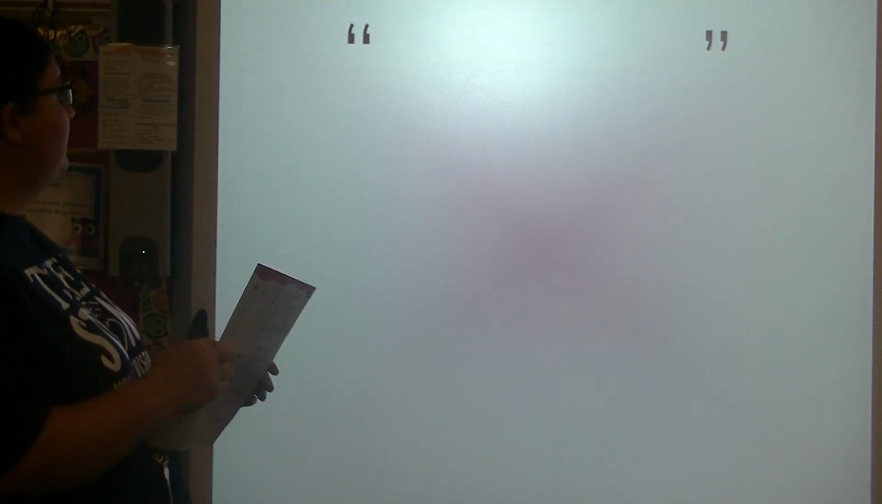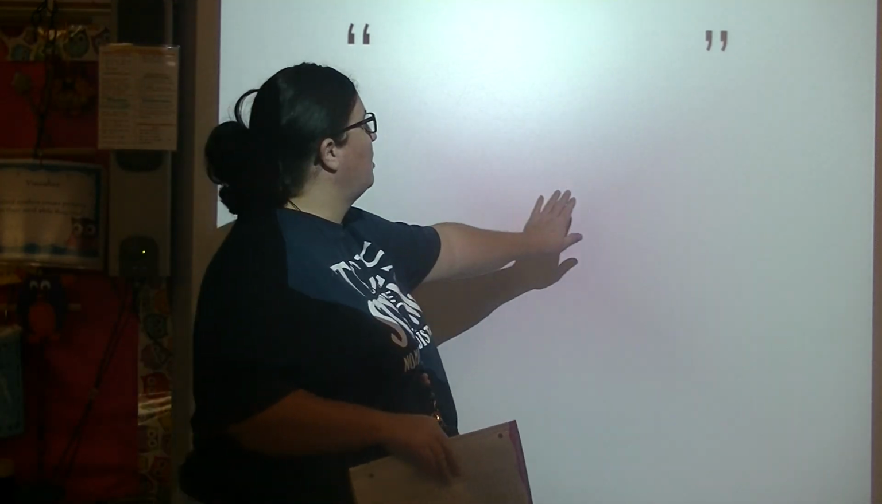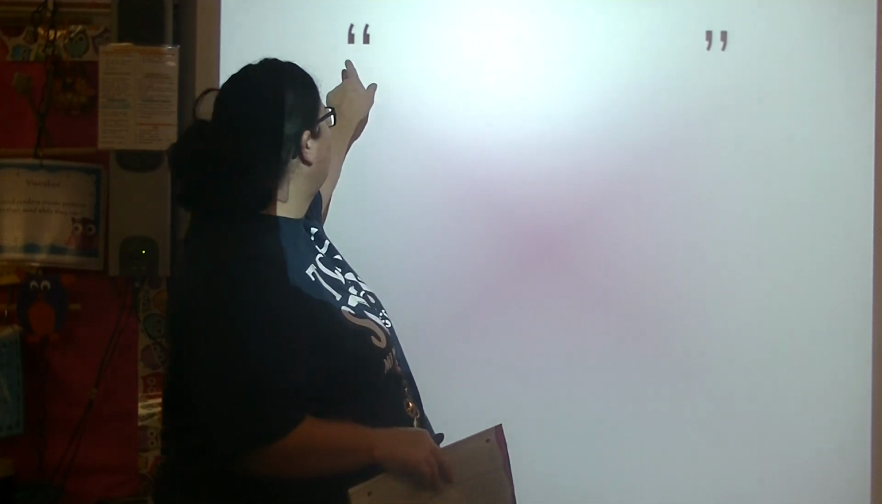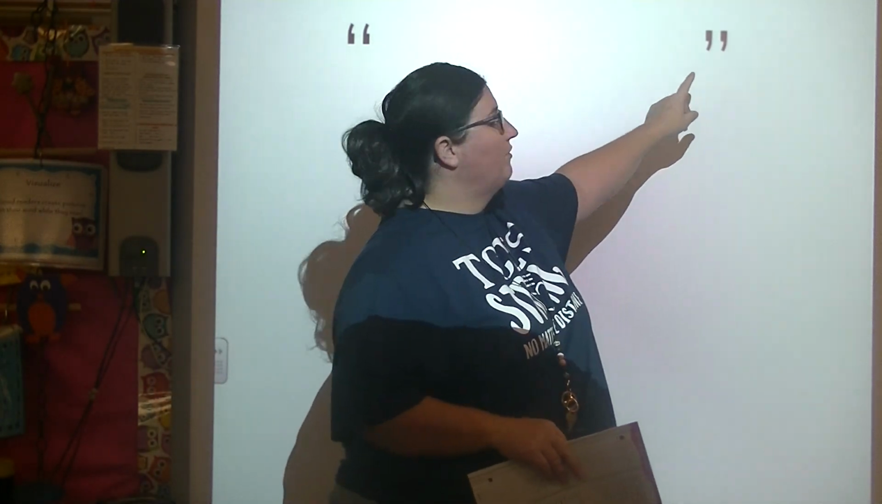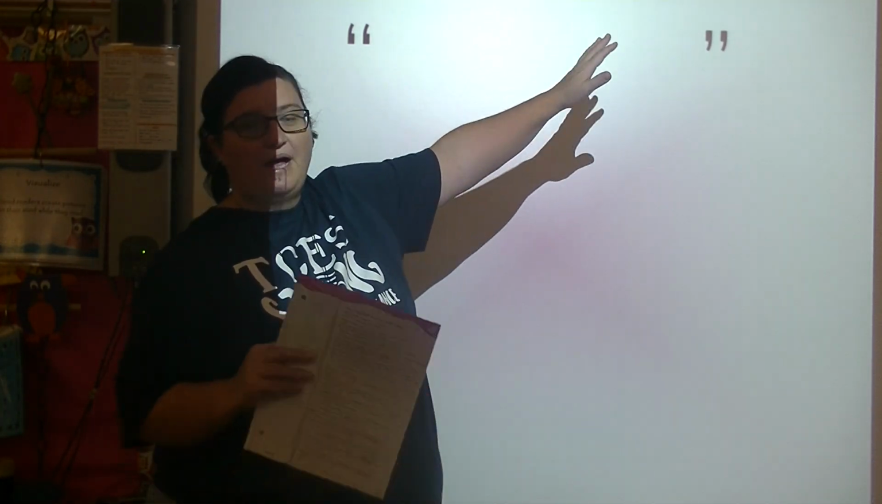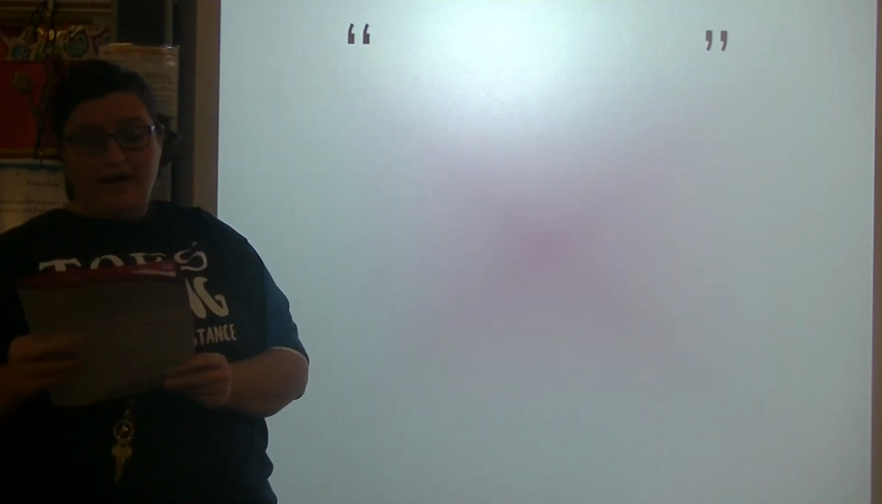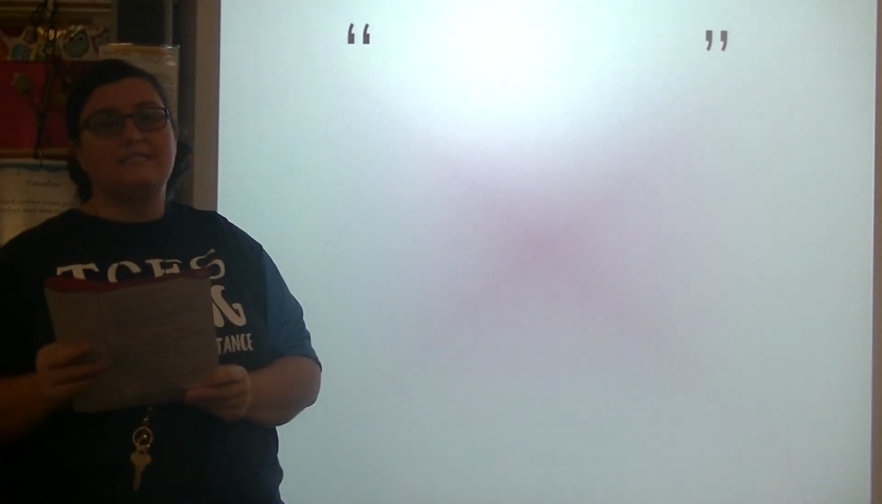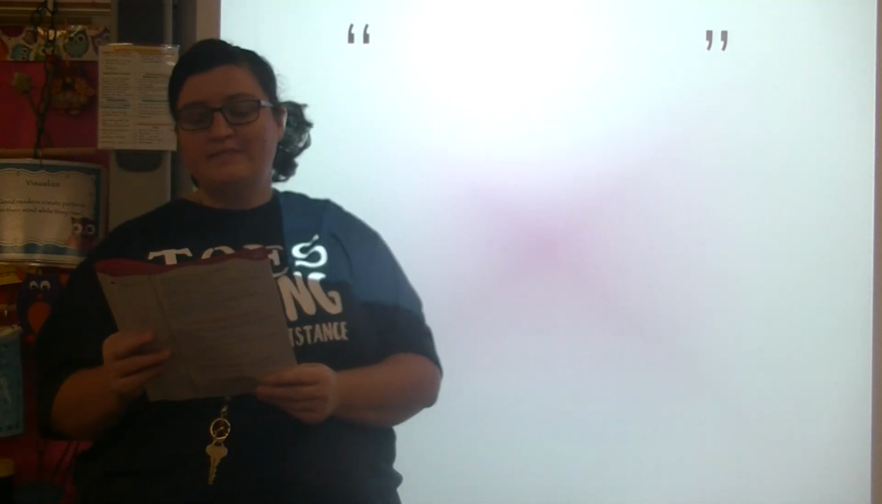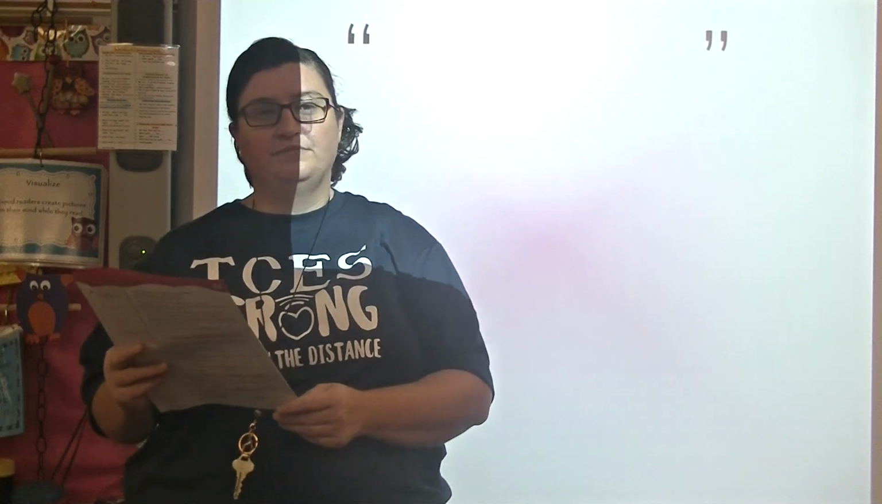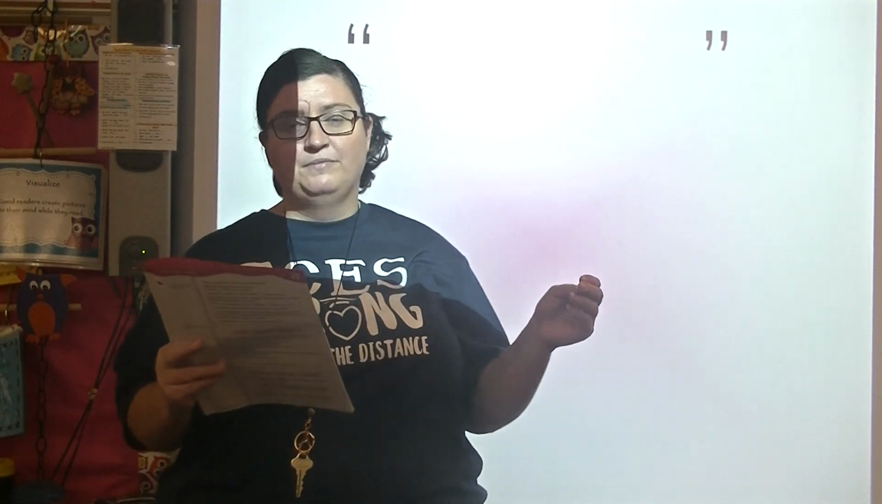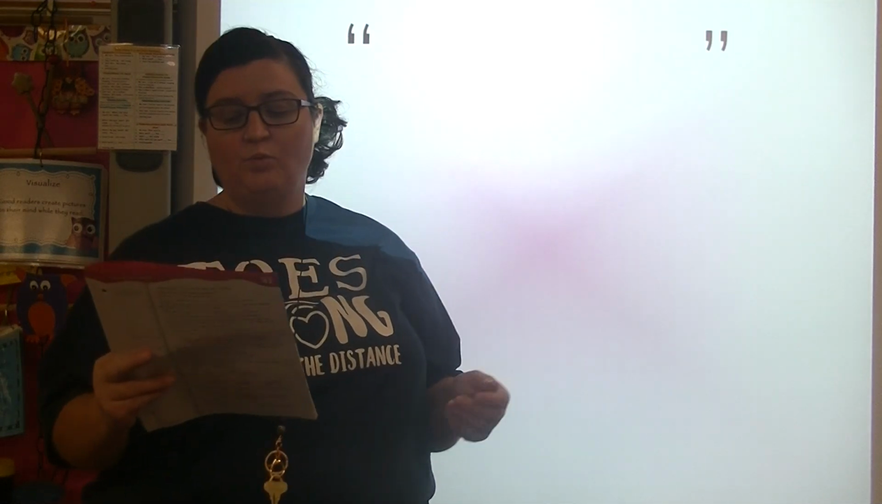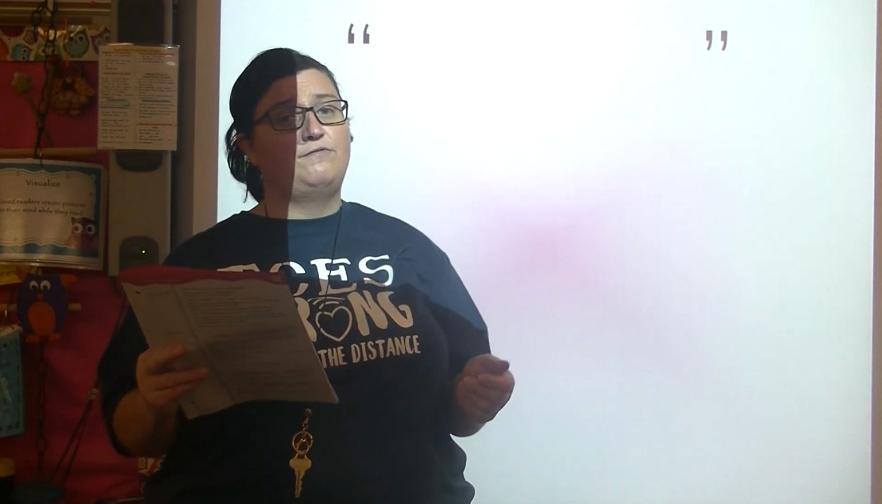Now, this is what quotation marks look like. They're up in the air, up high. All right. Now, echo this sentence. Mom said, "Where are the napkins we left for Dad?" Listen again. Mom said, "Where are the napkins we left for Dad?"